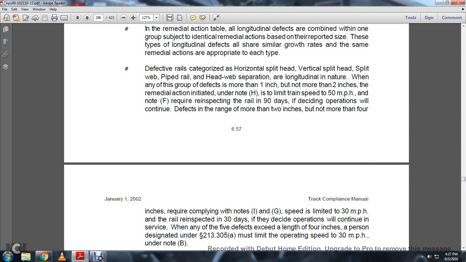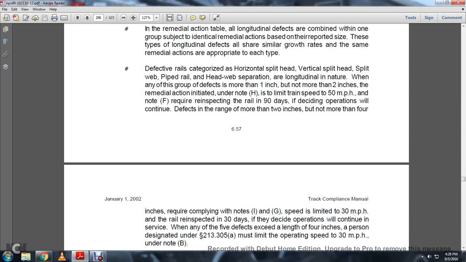Defective rail is characterized by horizontal split head, vertical split head, split web, piped rail, head web separation, and longitudinal defects. Whether any of the group defects is more than 1 inch or more than 2 inches, the remedial action initiated under note H limits the train speed to 50 miles an hour. Note F requires inspection of the rail in 90 days, deciding whether operation will continue.